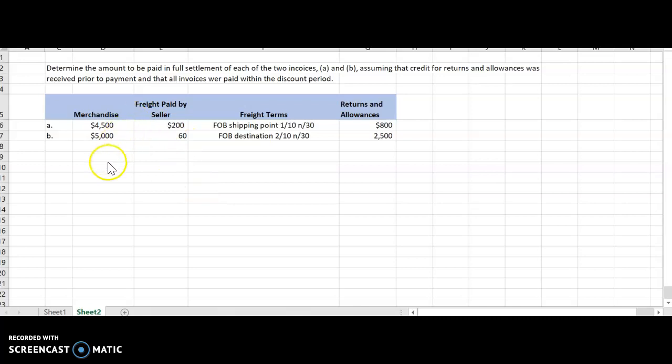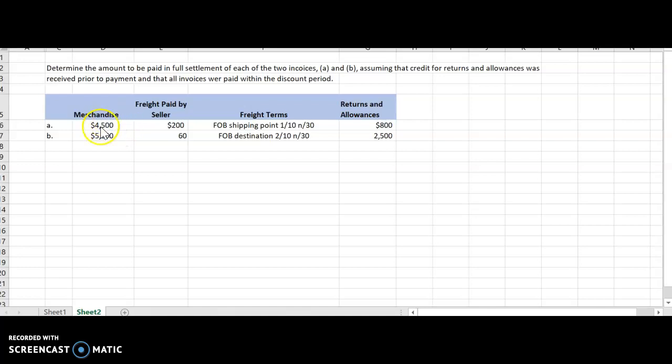So now let's look at this example and see how the shipping affects the total sales price. Okay, so it says determine the amount to be paid in full settlement of each of the two invoices, assuming the credit for returns and allowances was received prior to payment and that all invoices were paid within the discount period. So in letter A, we have the merchandise that costs $4,500 minus 1% of $4,500. So we will include that in our settlement price. And then the freight that was paid by the seller. So if it's FOB shipping point, then that means that the buyer needs to pay. So we're going to actually add this into our cost because the buyer is responsible for this.